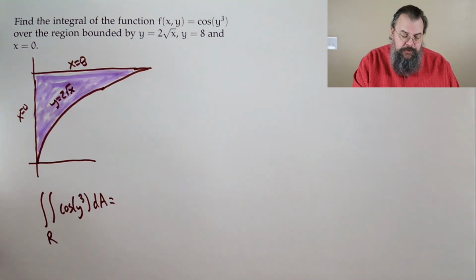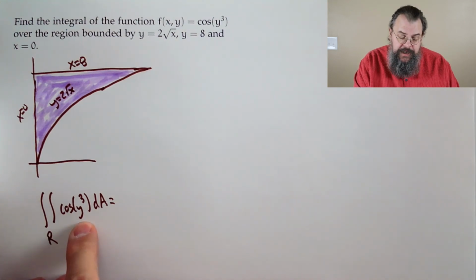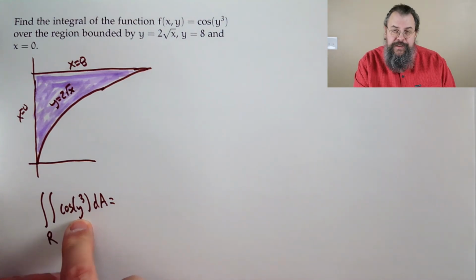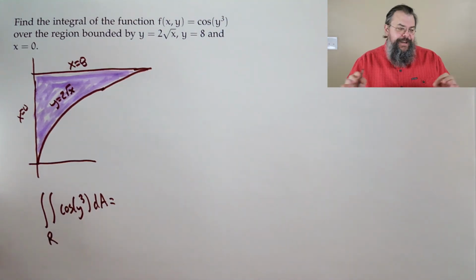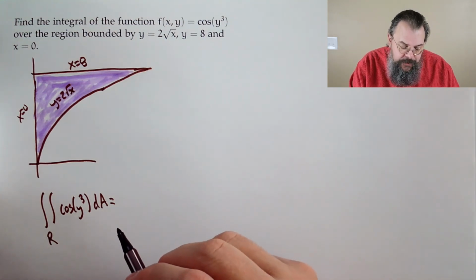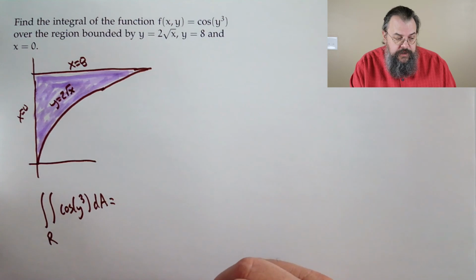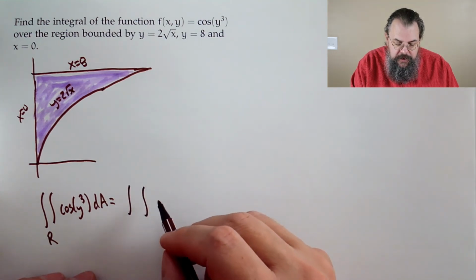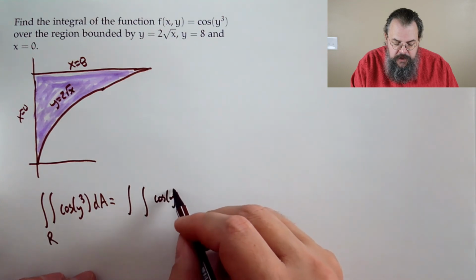Okay, why? Well, let's do it in terms of the function. If we integrate with respect to x first, there's a chance. If you integrate with respect to y first, hopeless. Forget it. Forget it. Can't be done. Can't be done. All right, so let's integrate with respect to x first. All right, so integral cosine of y cubed dx dy.